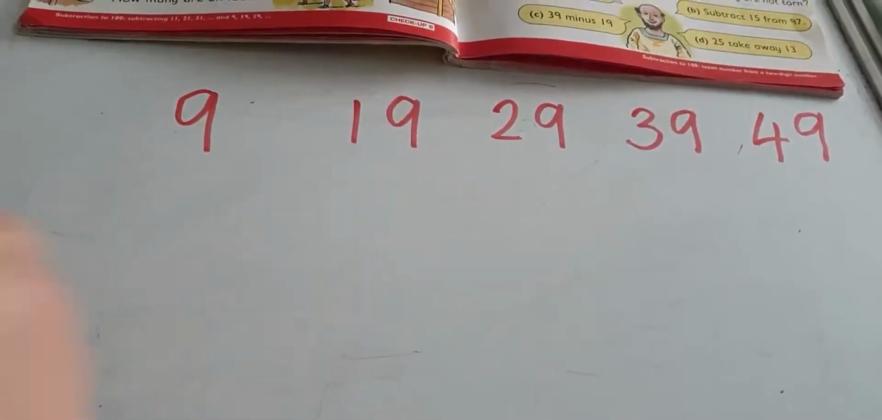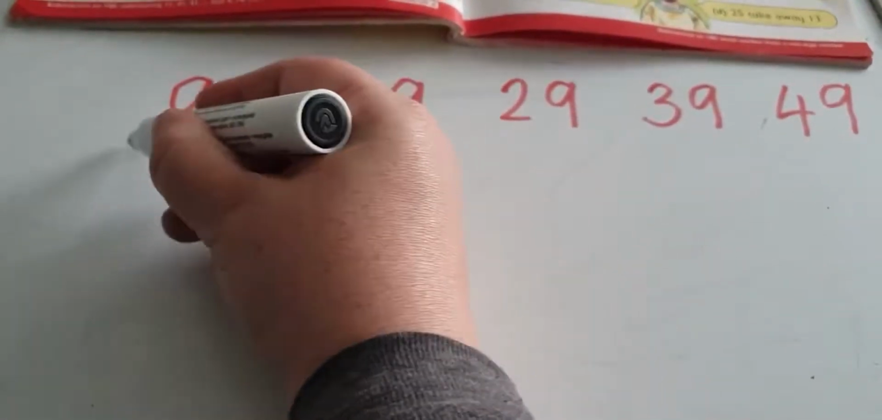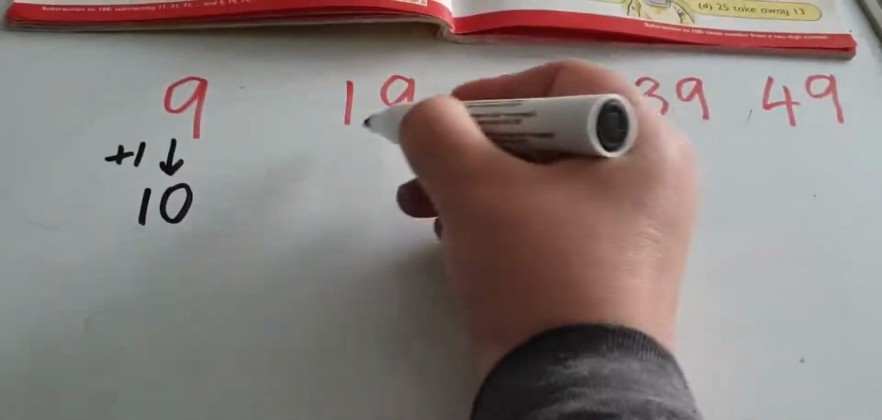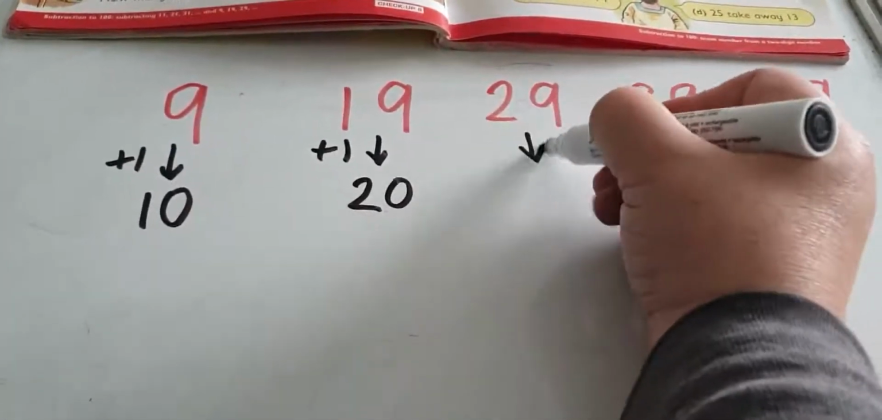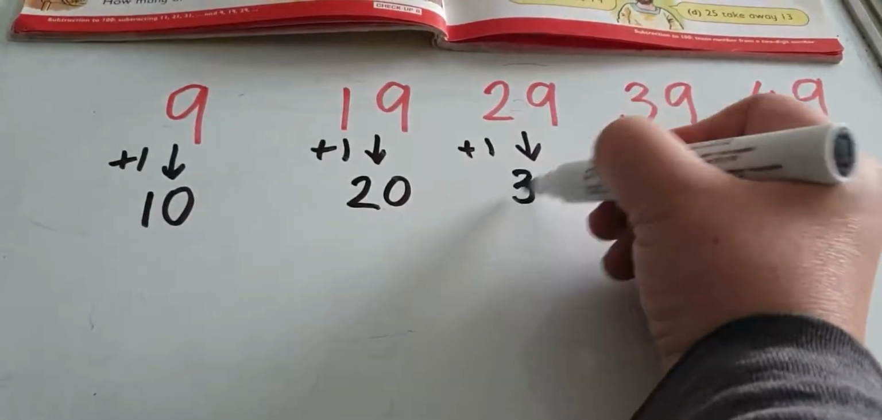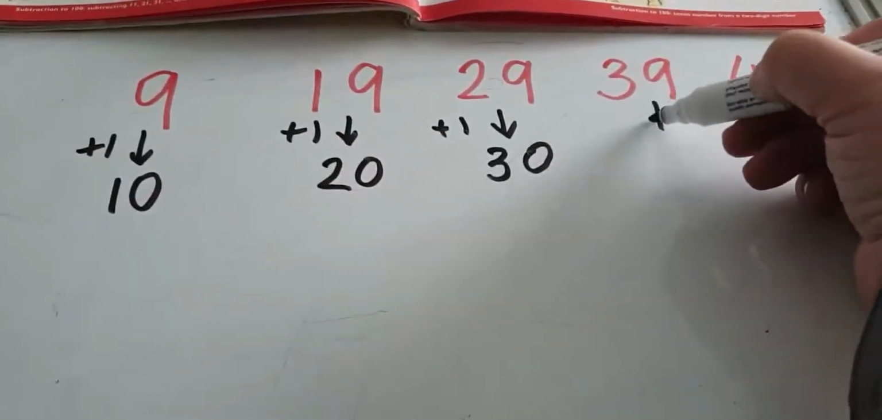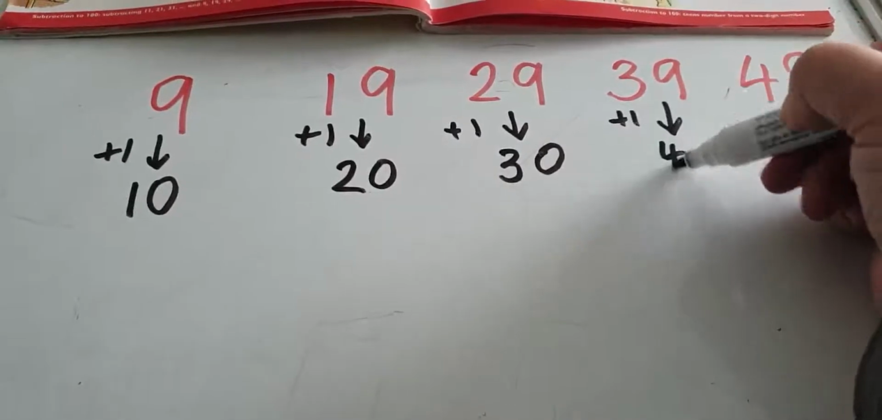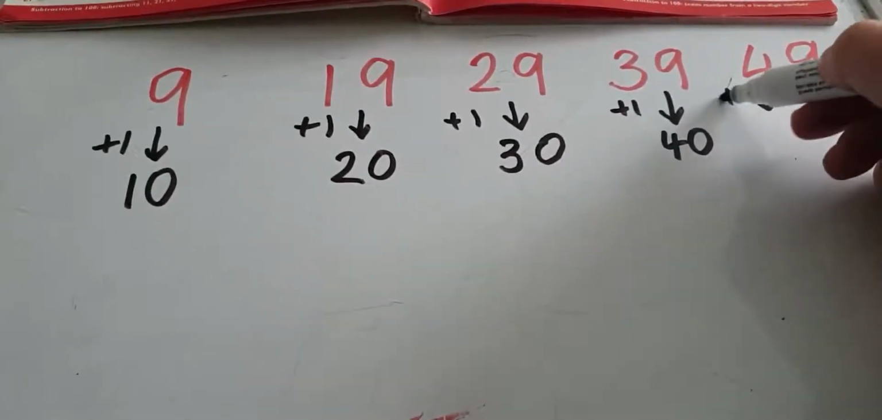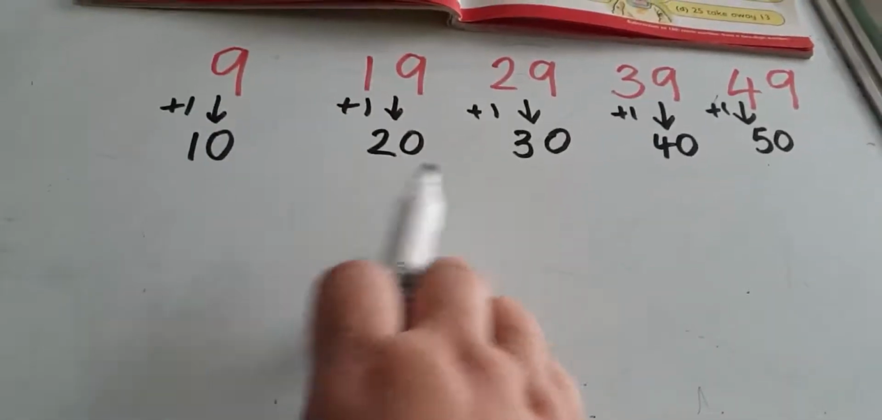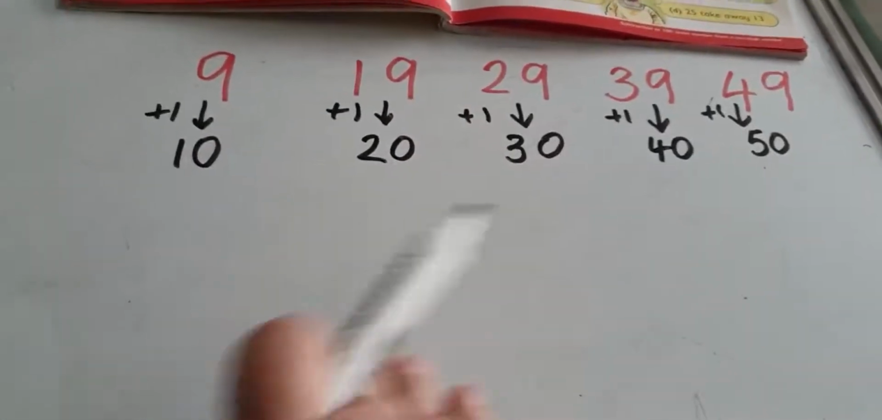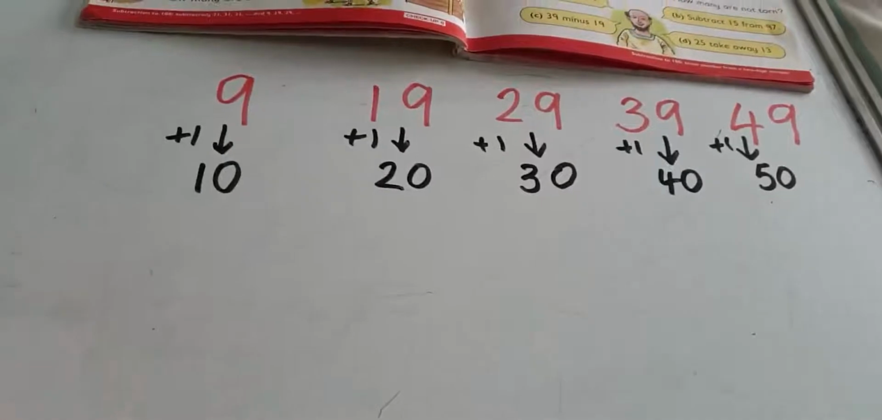9 is only 1 away from 10. 19 is only 1 away from 20. 29 is only 1 away from 30. 39 is only 1 away from 40. And 49 is only 1 away from 50. So I want you to keep in mind that fact because we can use it for our subtraction.